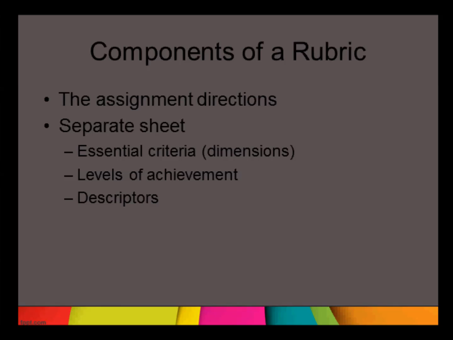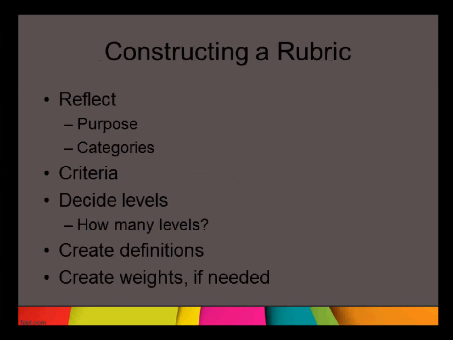The components of a rubric include the assignment directions, and then a separate sheet should include the essential criteria, the levels of achievement, and descriptors. When you construct a rubric, you need to reflect on the purpose for the project and the categories that you want to include. You need to develop the criteria, decide how many levels you want, create definitions, and then weighting if you need it.